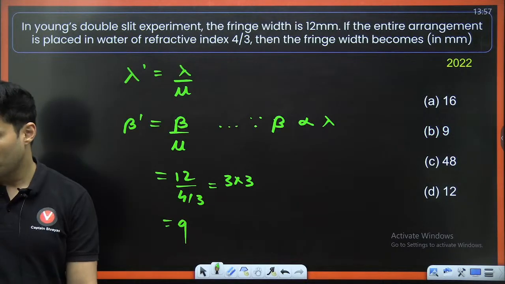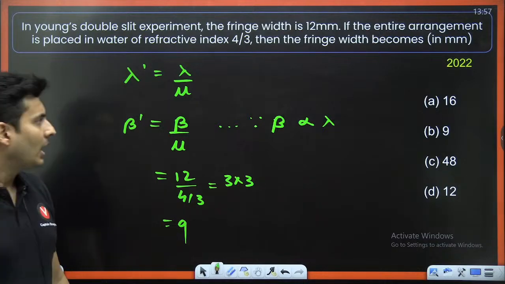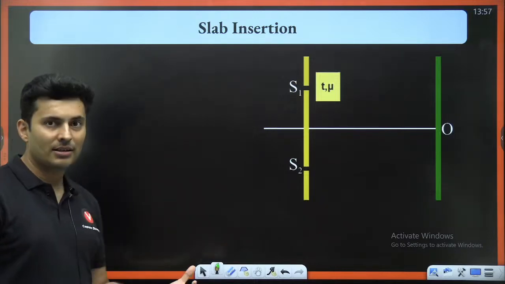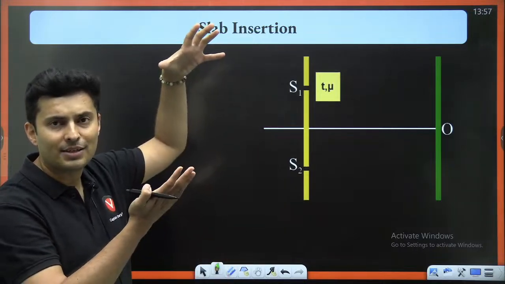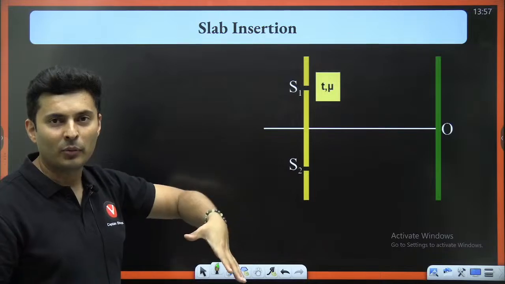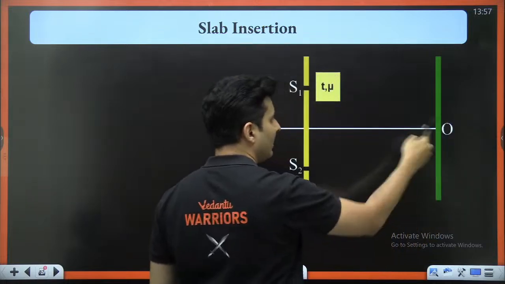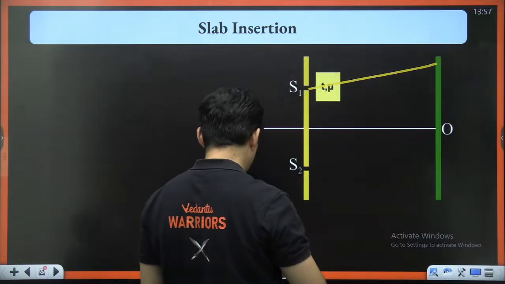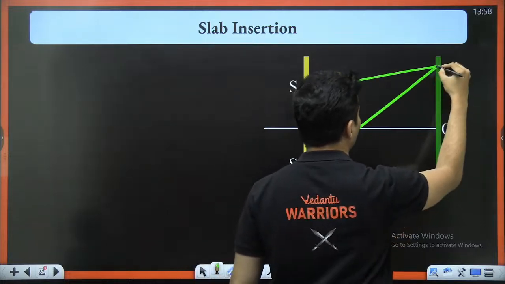Perfect. Cool. How to solve these questions? Very good. Then another kind of variation that you usually get is with regards to the slab insertion. You have placed a slab in between, and then the entire pattern only gets shifted, either up or down. Wherever you place the slab, exactly on that side, the pattern will also get shifted.